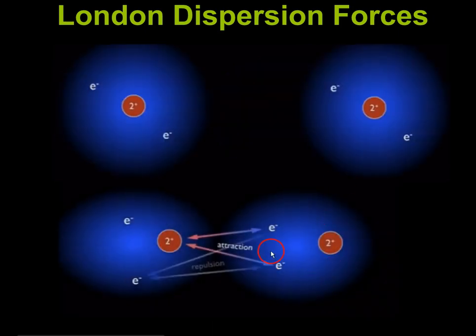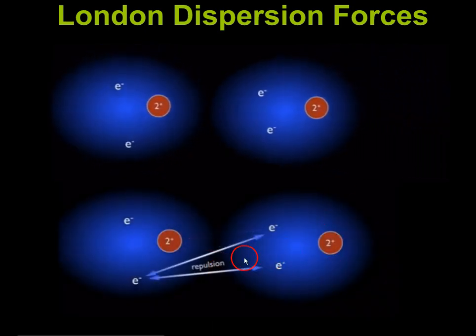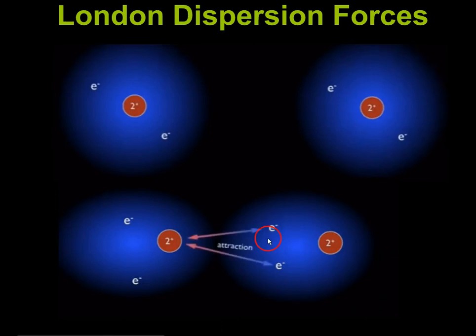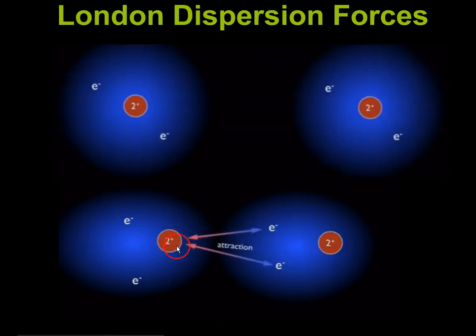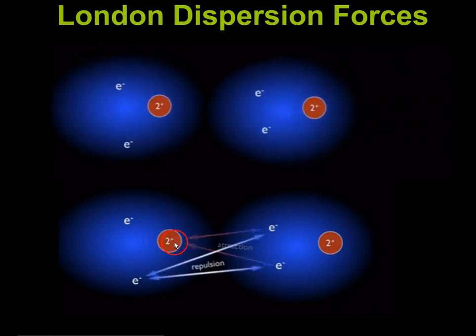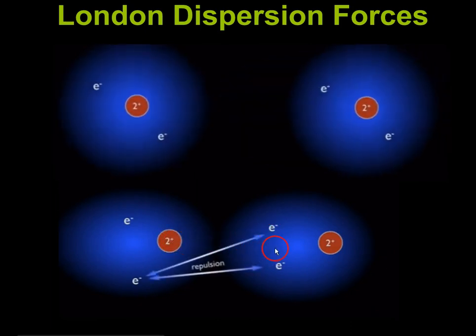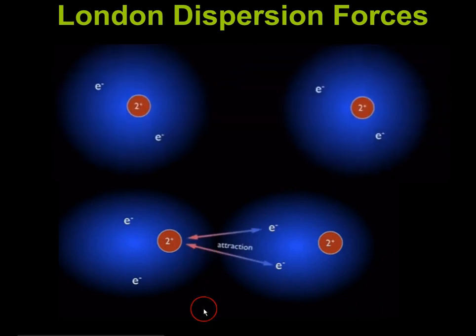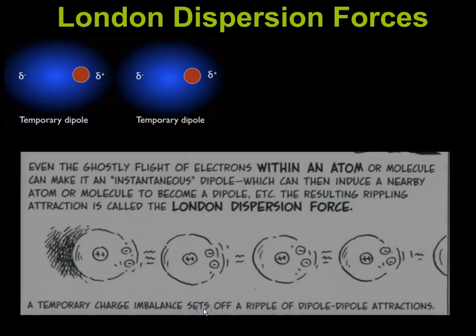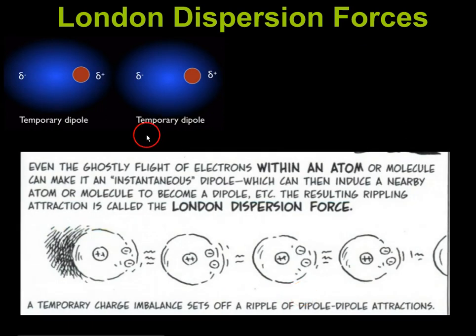Okay, and the reason why is when they get close to one another, those electrons are zipping around, and for just an instant, there's a tiny attraction between the positive charge on this atom or molecule and the electrons, and then the electrons repel each other. Okay, so this just instantaneous tiny dipole is created.